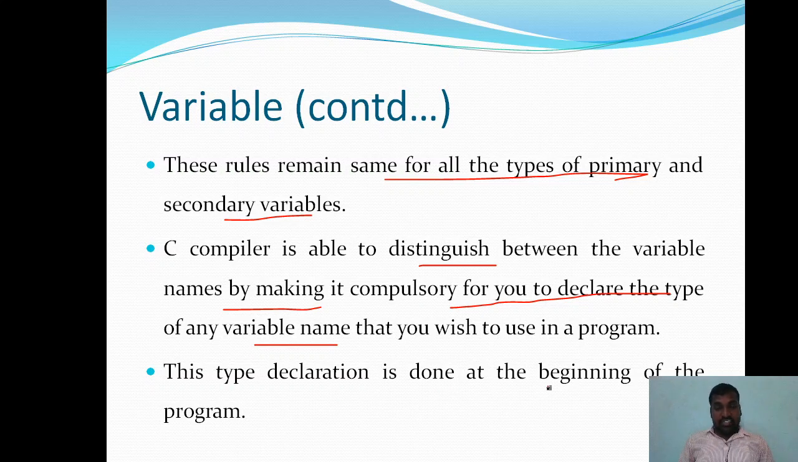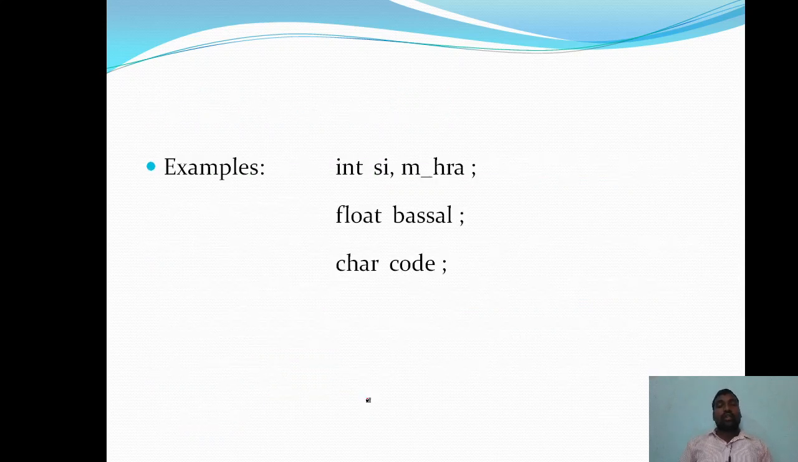Okay, the type declaration is done at the beginning of the program. So while writing the C program, you must declare the type of variables you are going to use in the beginning section of the program. So here SI is a variable, and M underscore HRA is another variable. So you can use a comma to separate more than one variable of the same type. So here SI and M underscore HRA both are integer type variables.